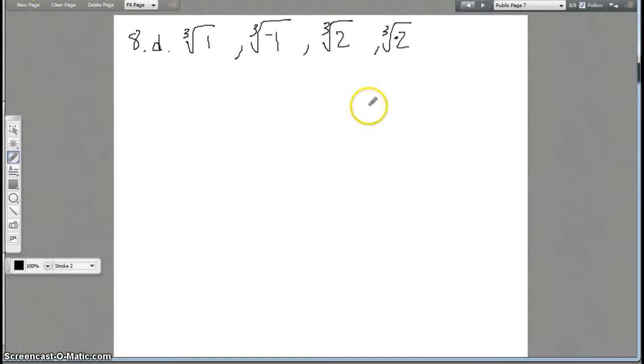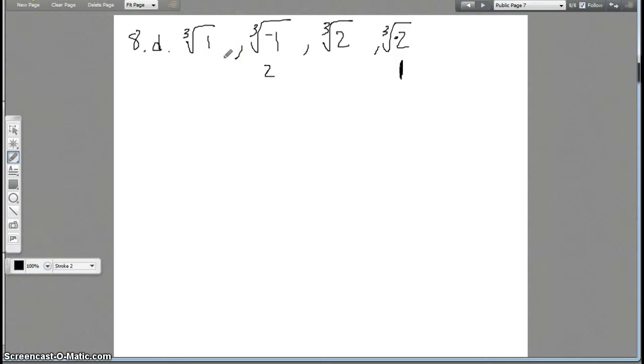Okay, so which of these is going to be the smallest number? Well, the smallest number is going to be our negative numbers, because remember, negative numbers are further to the left. So our smallest number is going to be our most negative number, the number that is farthest from 0 on the negative side. And that is actually going to be the cube root of -2. And then the cube root of -1 is just -1, so that's going to be our next smaller number.